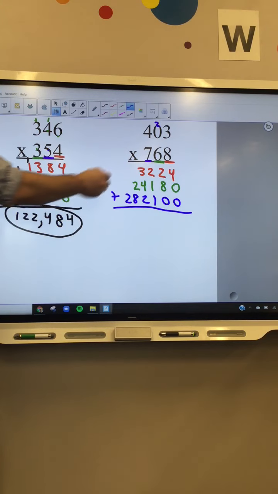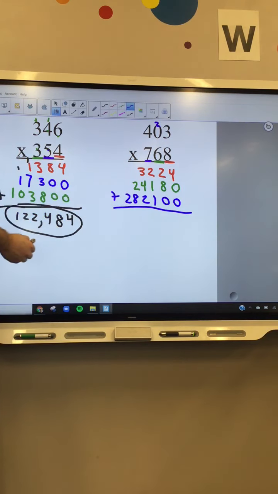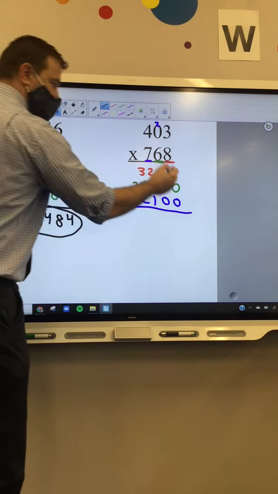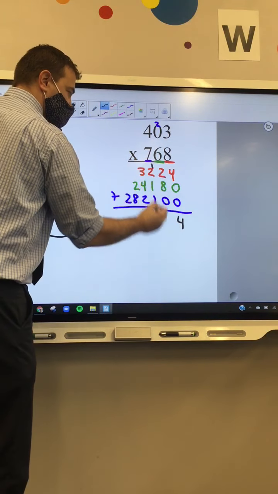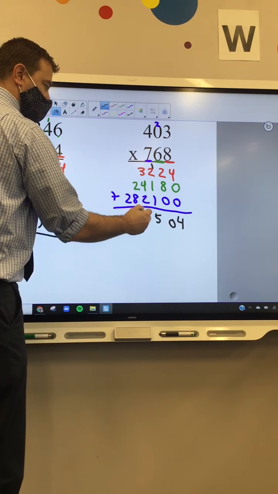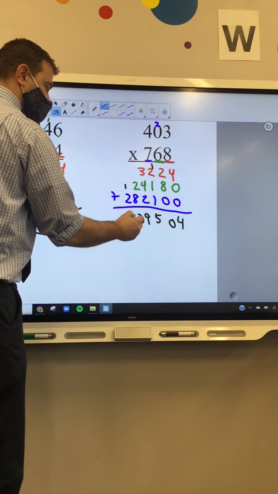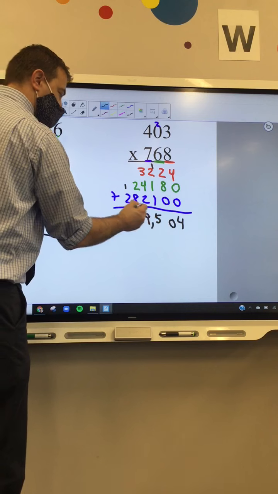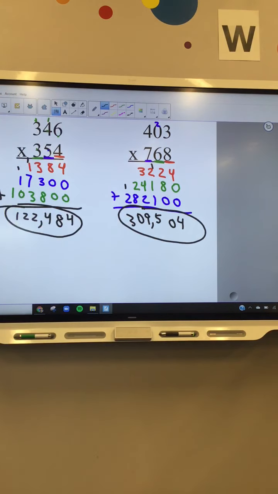Okay, so now we're going to add up our 8 groups and our 60 groups and our 700 groups. It should be 4, 10, 5, 9, 10, 3. 309,504. Sound good?